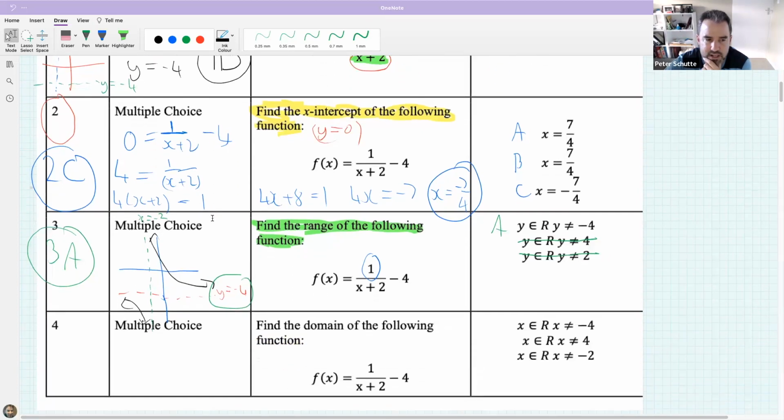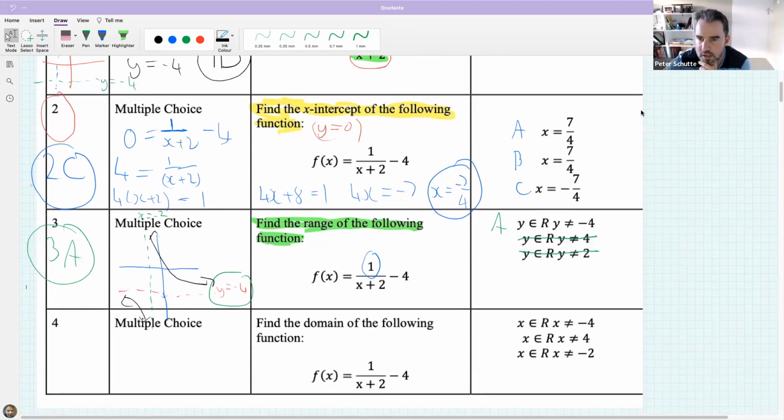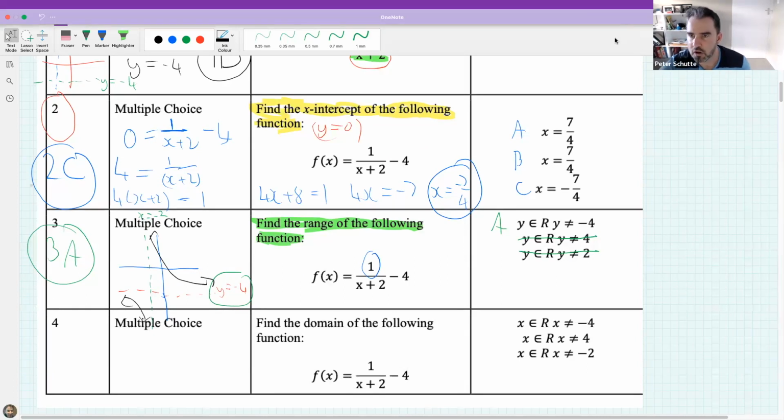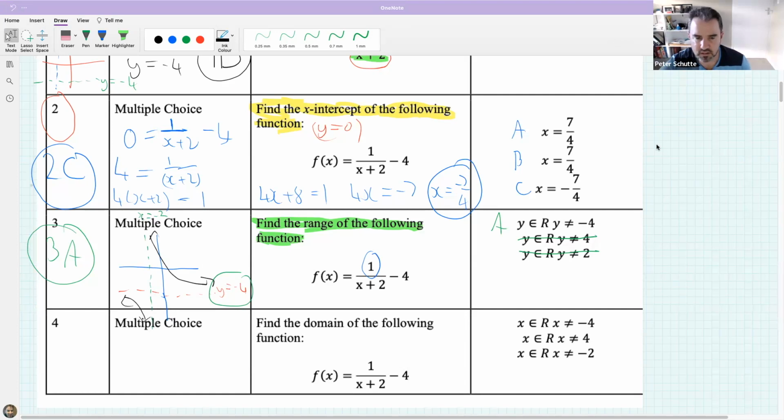Okay, so I'm going to let you have a crack at number 4. But for those students who are feeling lost, I'm going to ask you to raise your hand or ask a question in the chat.